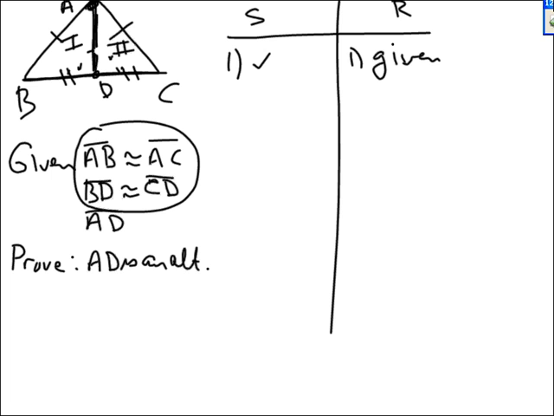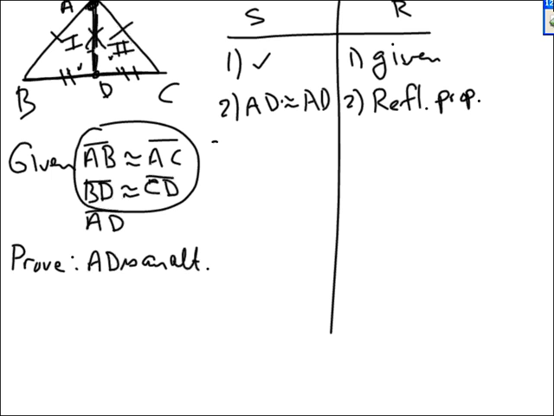Okay, the 1 slash and the 2 slash are equal. Now I'm going to say that AD is congruent to AD, not AP, AD. That side is congruent to itself. That's kind of obvious, and that's called the reflexive property.